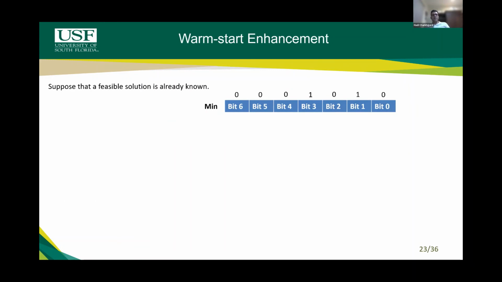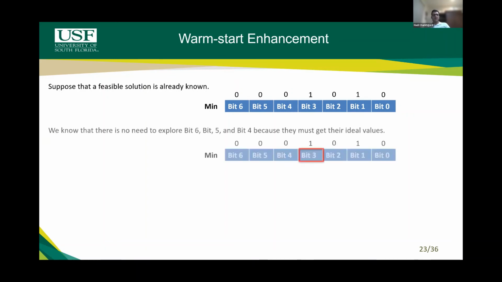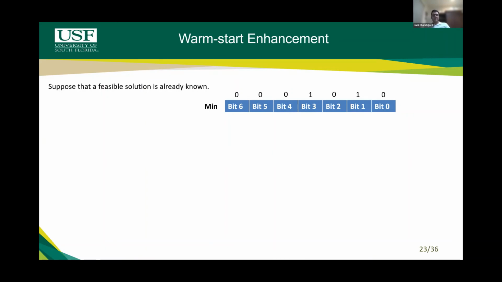So now I hope that by now you understand that an initial feasible solution, or having any feasible solution, can be quite helpful in getting rid of some of the optimization problems. If you have an initial feasible solution, we can skip some of the optimization problems.